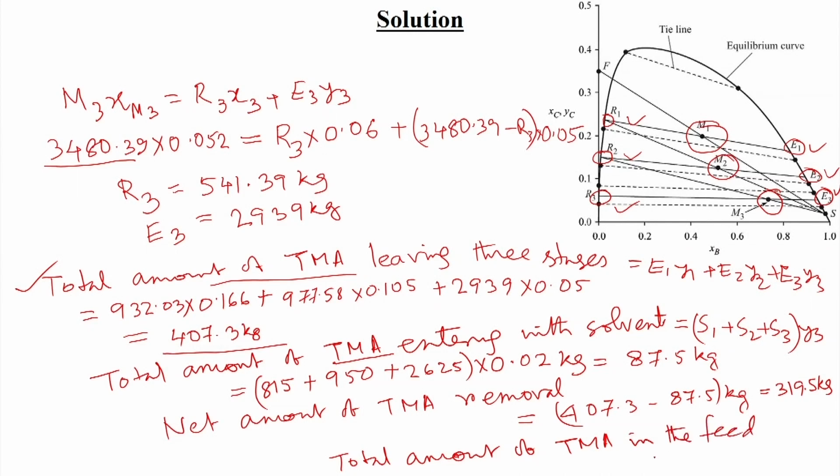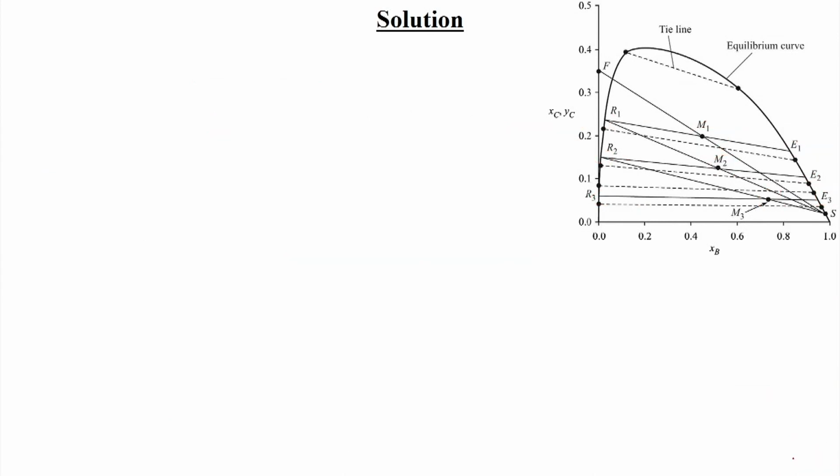So, that we can say is equal to 35%. So, this is 0.35 into 1000 kg, that is 350 kg. So, out of this 350 kg, we have 319.5 kg that are separated.